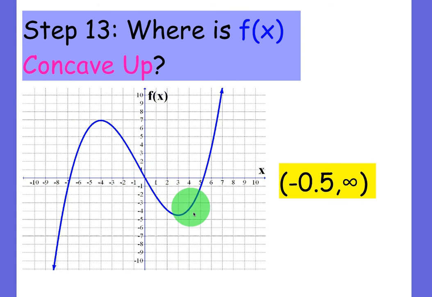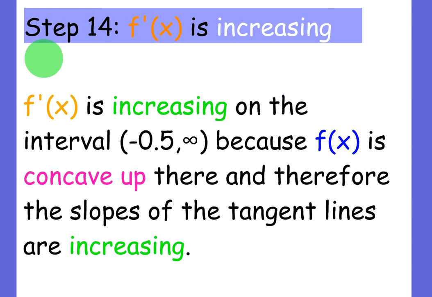The tangent lines are going to increase. Here they're negative, for example, and then over here they become more and more positive. So we can imagine that if the original function is concave up on this interval and the slopes of the tangent lines are increasing, then the derivative is increasing since the derivative is the slope of the tangent line. So f prime of x will be increasing here. f prime of x is increasing in the interval negative 0.5 to infinity because f of x is concave up there, and therefore the slopes of the tangent lines are increasing.